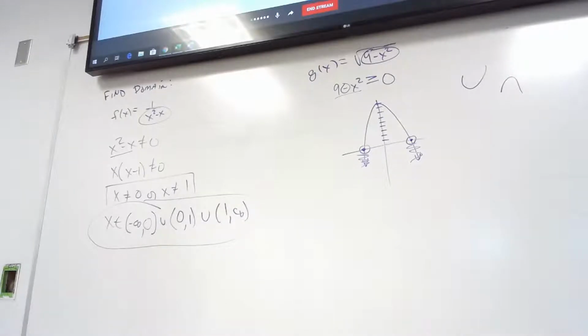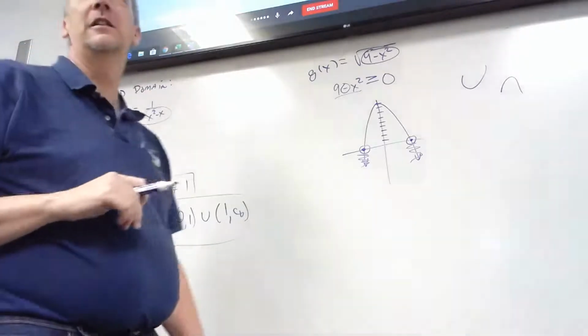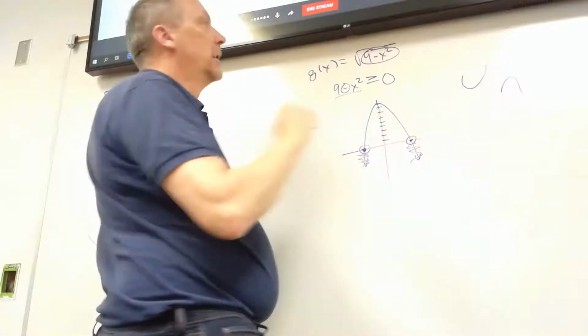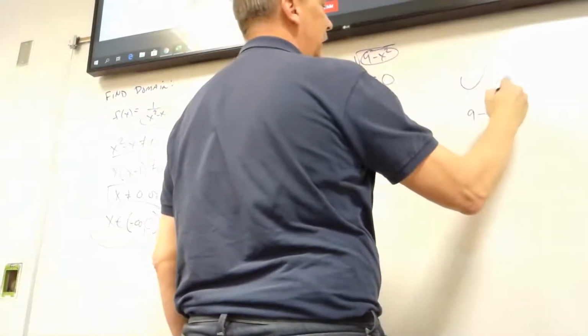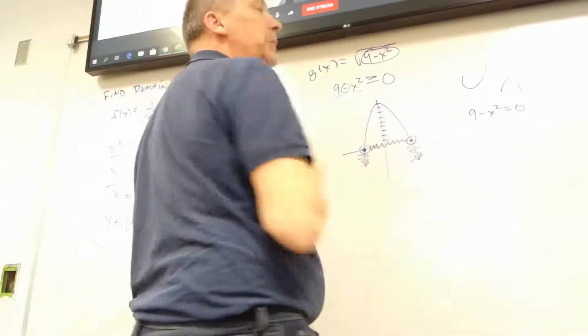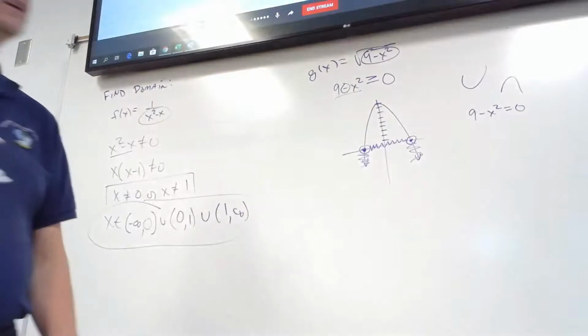You could plot points, but that would be a pain. Okay, anybody got any ideas for him? Tell me your name. Isaac. Isaac, what would you do? Yeah, at these points, it actually equals 0, correct? So I could solve 9 minus x squared equals 0, and then any of these points in between would be okay, correct? Okay, so now, tell me your name, Isaac.